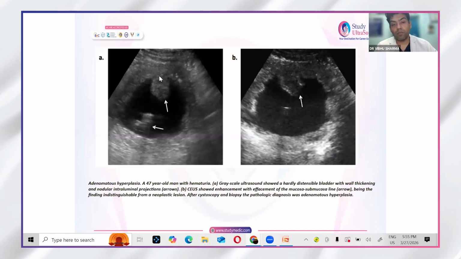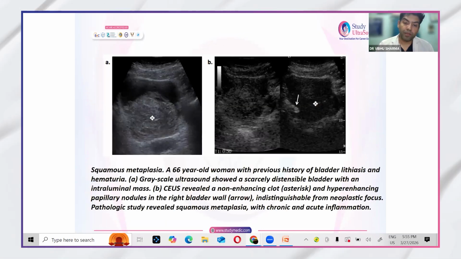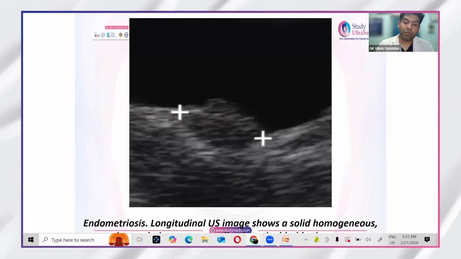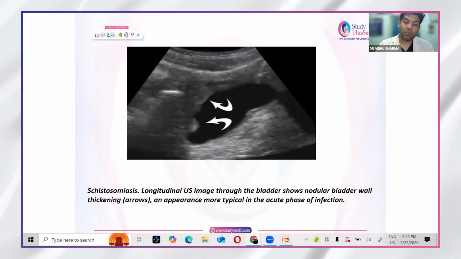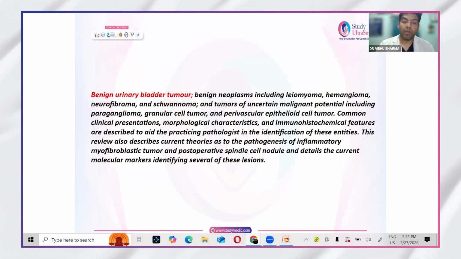Sometimes they can be predisposed to adenomatous hyperplasia, or these projections, polyps within the urinary bladder. So they can be malignant and they need to be biopsied. So these are all predisposing factors for malignant growths, and one should be able to distinguish benign urinary bladder tumors. In the history of imaging, we can find that there are many tumors which are localized within the urinary tract or urinary bladder.